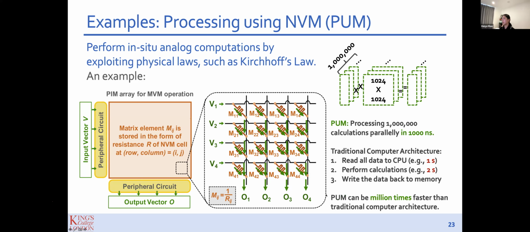Of course, it cannot achieve 1 million times faster for real applications, right? Because there are a lot of other operations that need to be done. But for a single operation, as you can see here, it's really powerful.